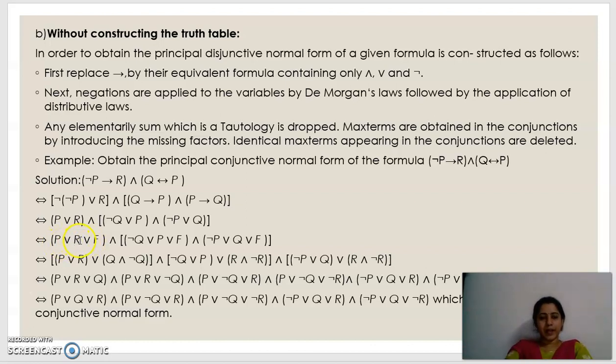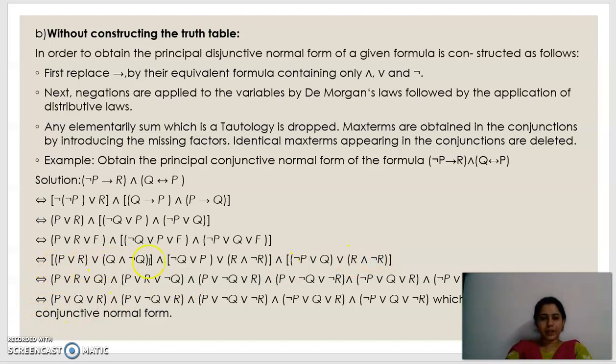In place of F, we take the negation formula of the missing term. Here P, R are there and Q is missing, so instead of F you can write Q and not Q. Like in the second term, P, Q are there and R is missing, so instead of F you can write R and not R. Here also in the third term R is missing, so instead of F you can write R and not R.